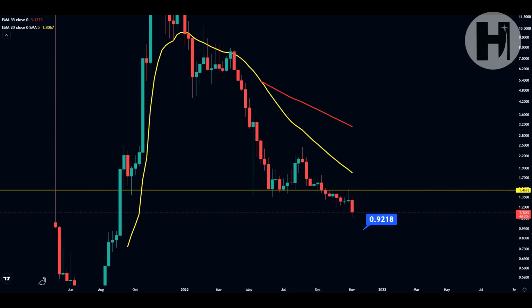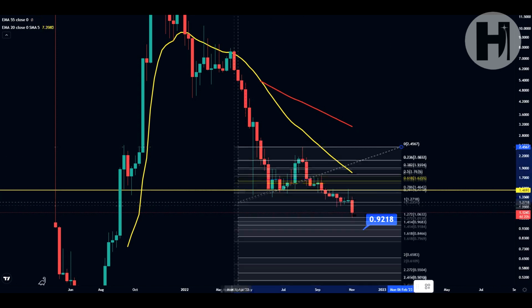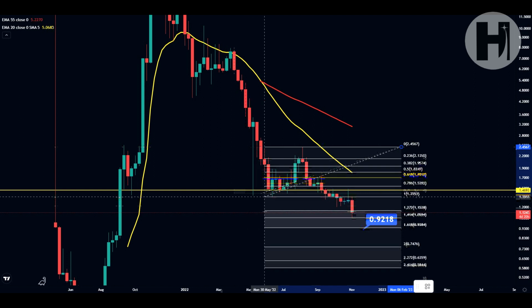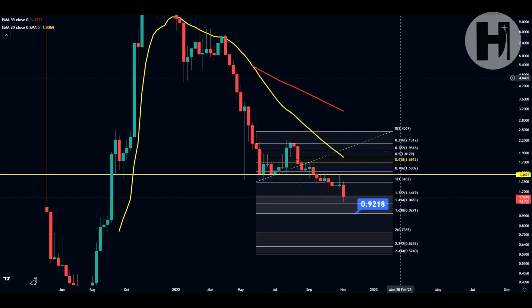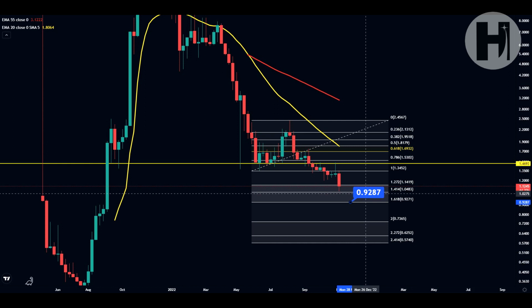Now for the Fibonacci retracement that I have, I basically took the August high and the June low, and that's exactly what we're going to do here. I'm just going to do it so you can see how I do it. And as you can see, our 1.618 target here is just below 93 cents.